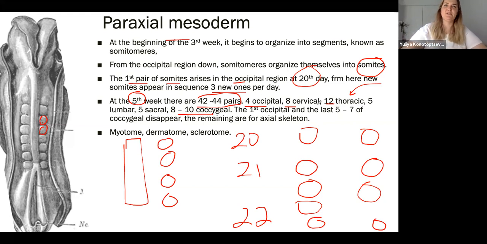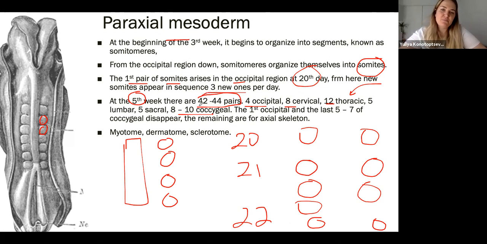So a question for you guys. Tell me if it is correct. I can know the age of the embryo by simply counting somites. True. Absolutely, that's what we just did now. If I see 10 pairs of the somites, how old is that embryo? It's 23 days old. If I see 13 pairs of somites, it's 24 days old. If I see only 1 pair of somites, it's 20 days old, right?